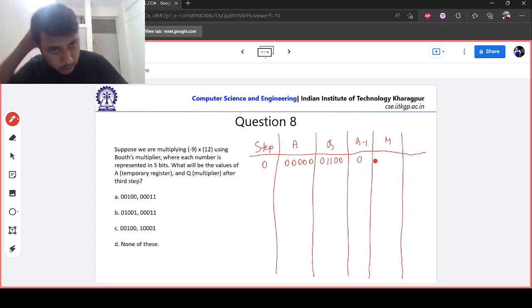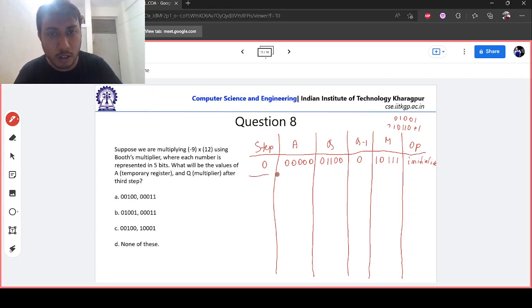Minus 9 in 2's complement form will be 1 0 1 1 1. So minus 9 is basically 9, given by 1 0 0 1. If we find the 2's complement of it, it will be 1 0 1 1 0 plus 1, that will be 1 0 1 1 1. So the first operation is initialize. This will be the initialization portion.